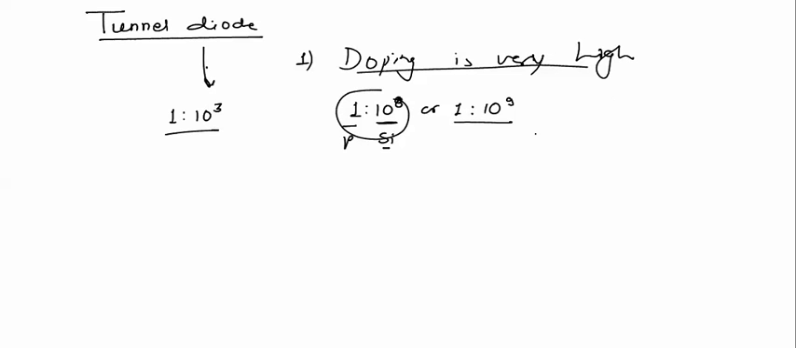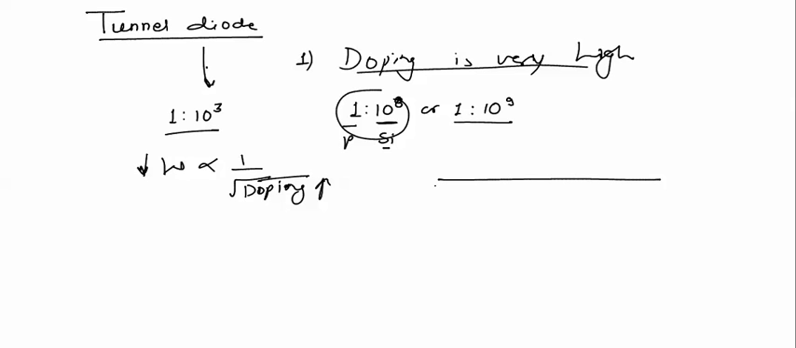Earlier, we just saw that depletion layer width W is inversely proportional to the root of doping concentration. If doping concentration is increased, the depletion layer width W will decrease. So in this diode, the depletion layer is very thin as compared to a normal PN junction. This is the P and this is the N type region.